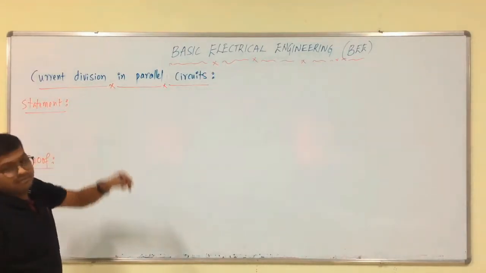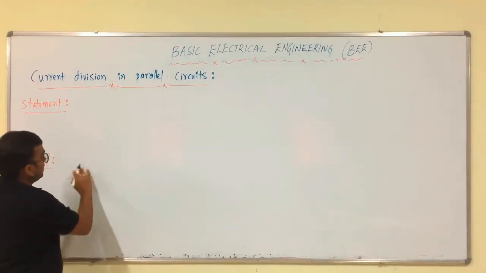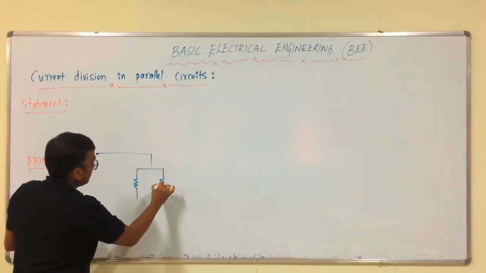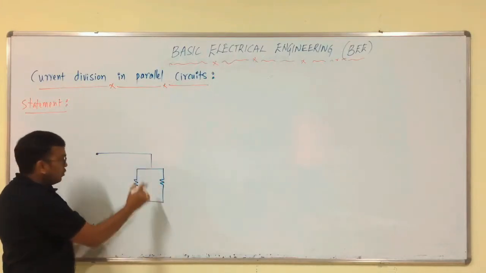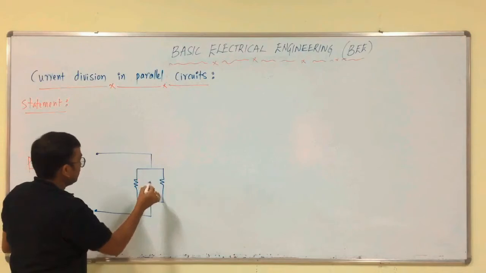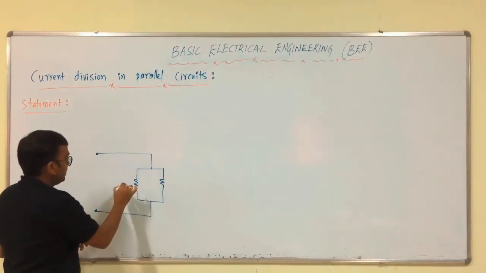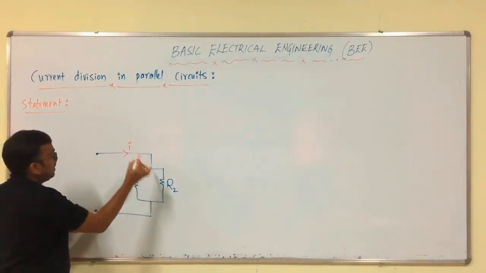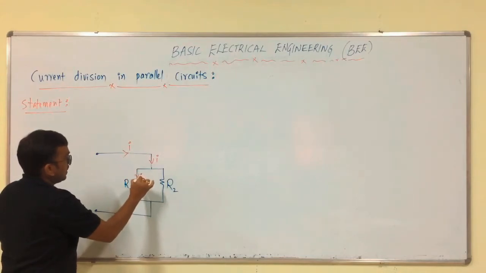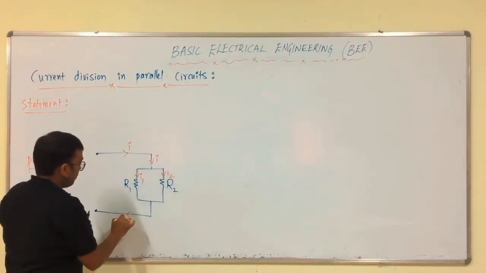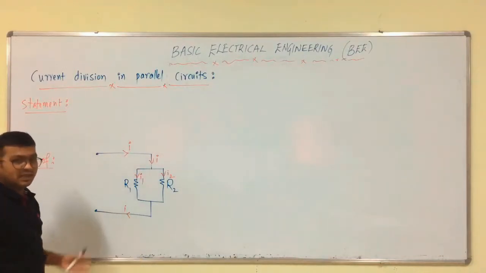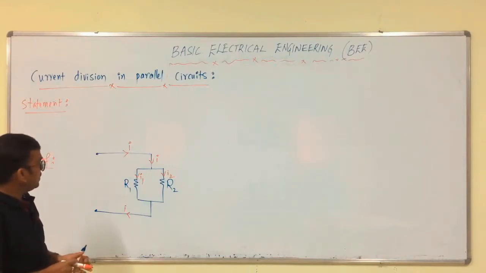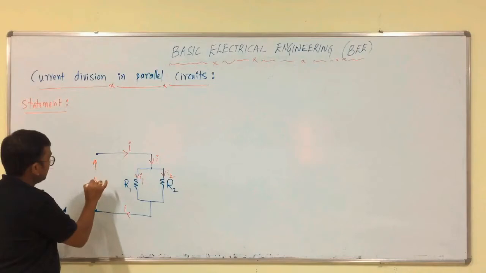Current division in parallel circuits: I am considering a circuit which has two parallel branches, that is R1 and R2. This is the total value of current I, this is I1, this is I2, and the same amount of current is leaving. So, this is the circuit for which we have to prove. From this is the supply voltage V.